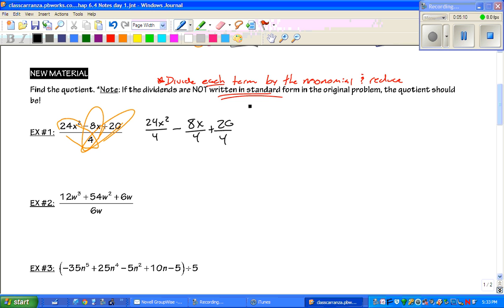Then you reduce each one of these. 24 divided by 4 is 6x squared. Negative 8x divided by 4 gives me negative 2x. 20 divided by 4 is 5. So we've reduced each term, and it is written in standard form, so we're good.